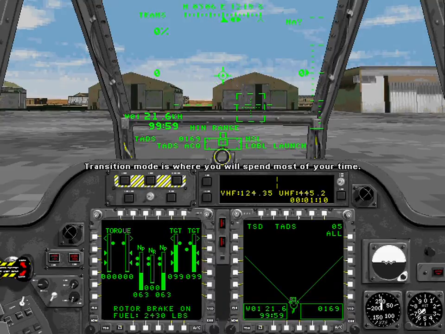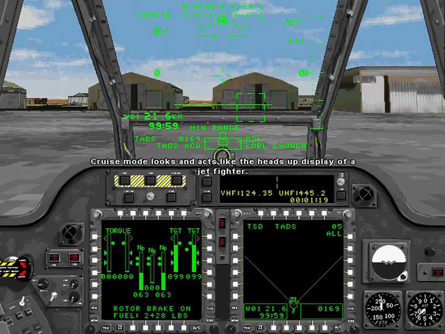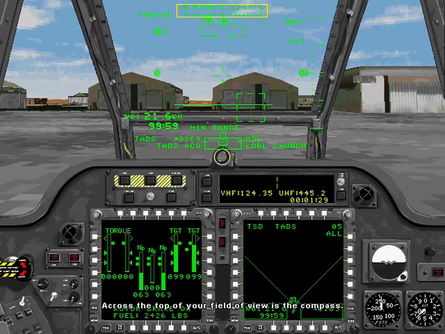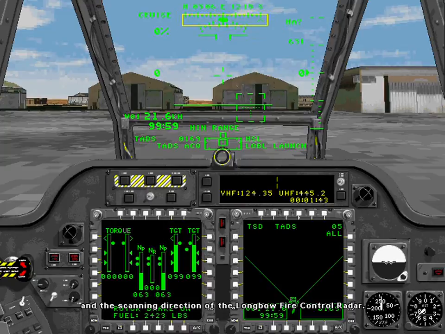Transition mode is where you will spend most of your time. Its distinguishing characteristic is the attitude indicator, which only appears in this mode. Cruise mode looks and acts like the heads-up display of a jet fighter. It is distinguished by the pitch ladder and roll indicator. Across the top of your field of view is the compass. It displays your current magnetic heading, the command heading to the next waypoint, the direction in which the TAD sensor is pointing, and the scanning direction of the Longbow fire control radar.